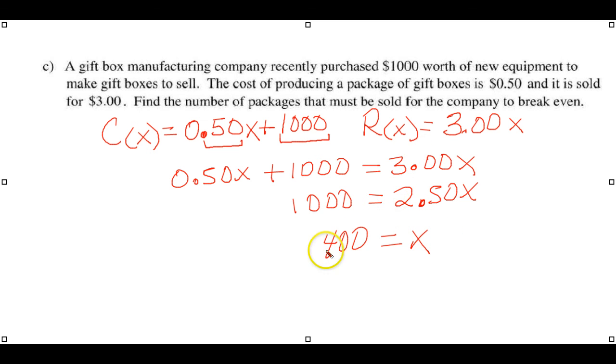And what does the 400 stand for? Well, it's the number of packages that must be sold for the company to break even. Now, we'll take a little time to work on the additional exercises because these are really too few problems, and we'll do that until the end of class.